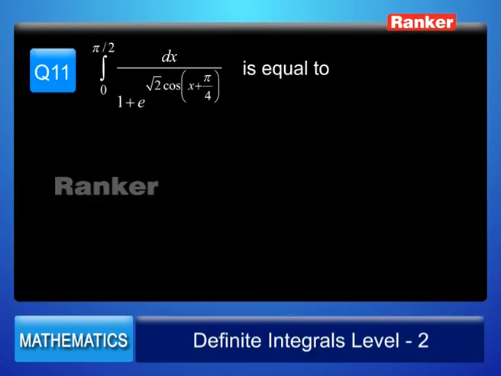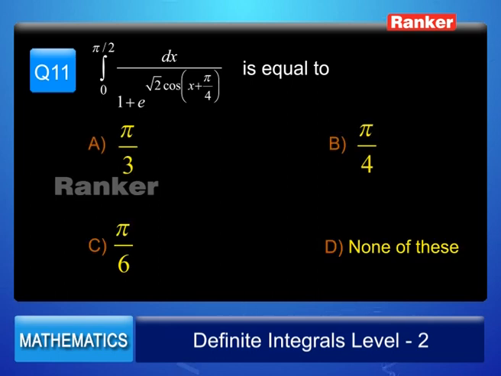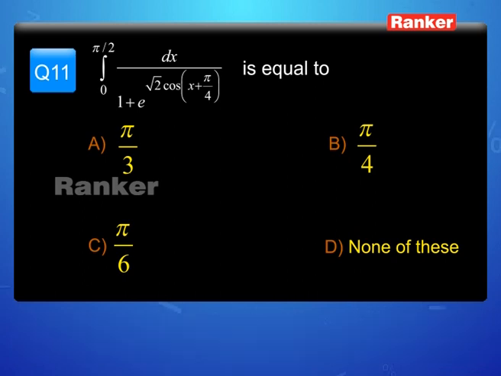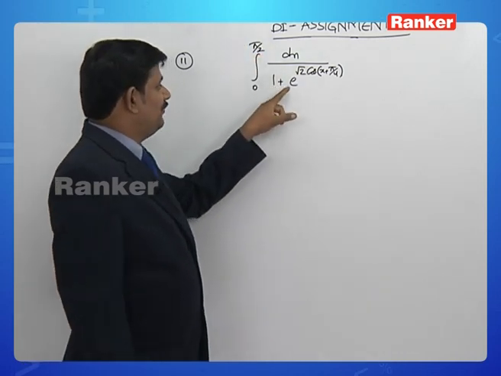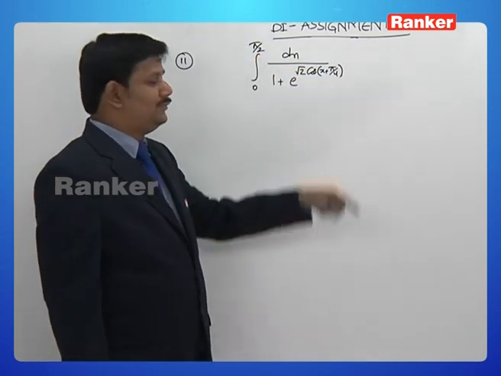Next question, evaluate integral 0 to pi by 2 dx by 1 plus e power root 2 cos of x plus pi by 4. Options: option A pi by 3, B pi by 4, C pi by 6, and D none of these. So, we need to evaluate integral 0 to pi by 2 dx by 1 plus e power root 2 cos of x plus pi by 4.